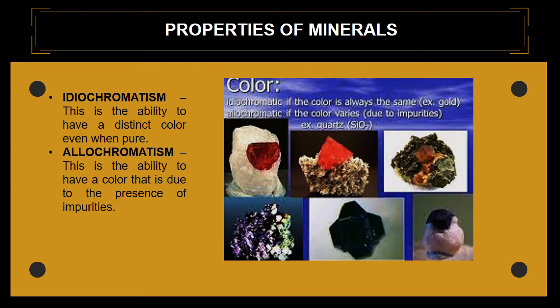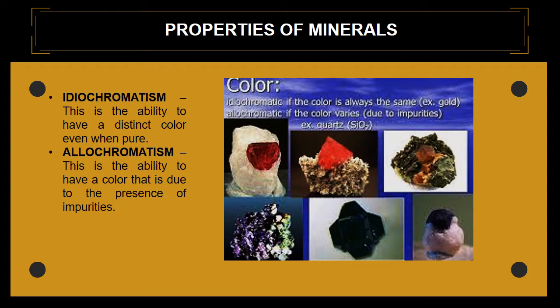So next we have allochromatism. This is the ability to have a color that is due to the presence of impurities. So ito naman yung type ng mineral o properties ng minerals na nagkakakulay sila dahil sa impurities na meron sila. So thankful sila sa impurities dahil kung hindi dahil sa impurities na yun, wala silang kulay ngayon.